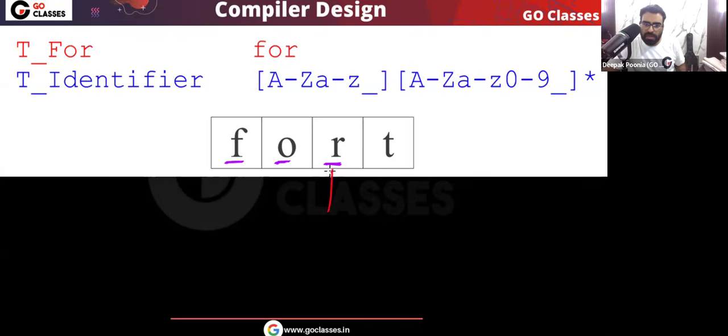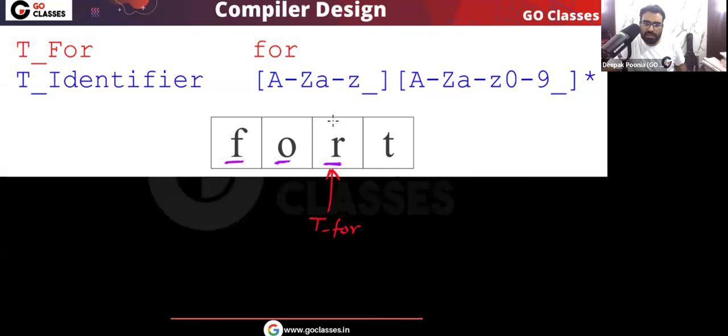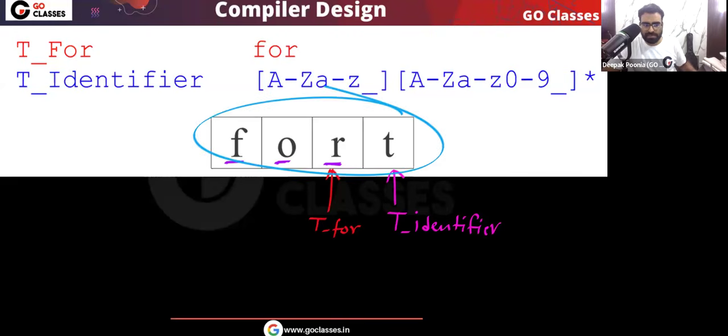Now, at this moment, remember, the for token is matching. But we will go long. So let's go long. So far the for token is matching, but you go long. Now after reading this symbol, the identifier token is matching. So we take the longest possible match which is matching some regular expression.